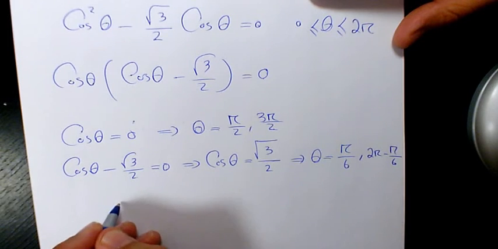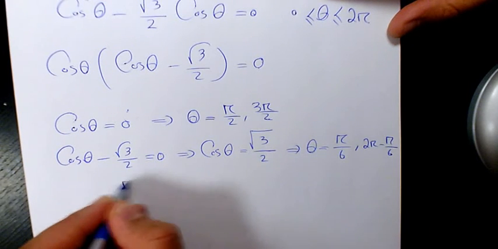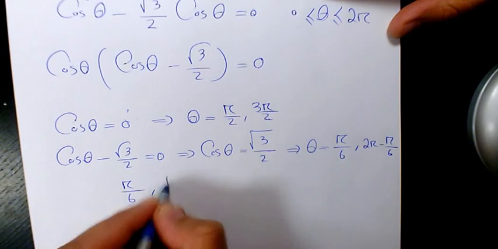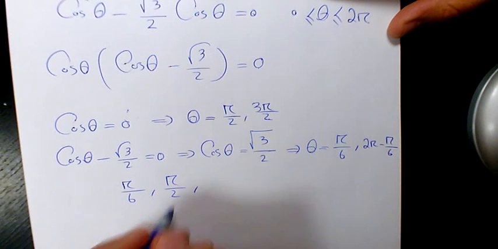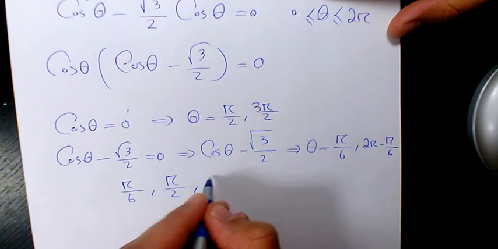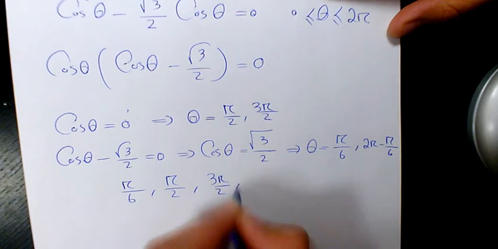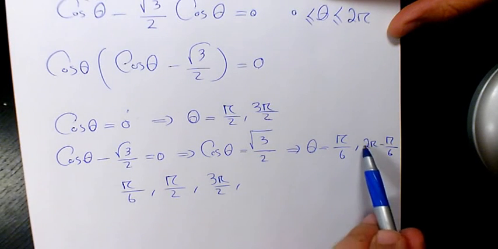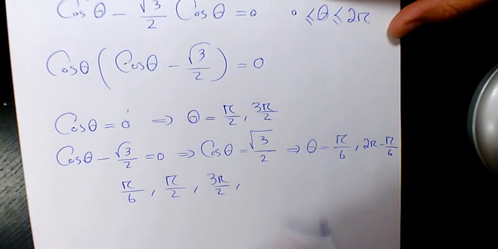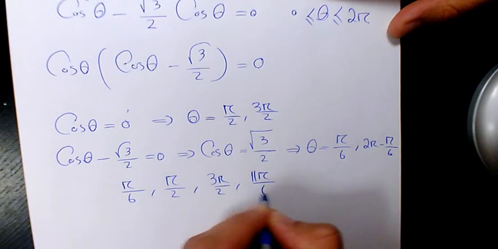One is going to be pi over 6. This is the smallest one. Then we have pi over 2. Then we have 3 pi over 2, and then we have 2 pi minus pi over 6. 2 pi is going to be 12 pi over 6. 12 pi minus pi is going to be 11 pi over 6.